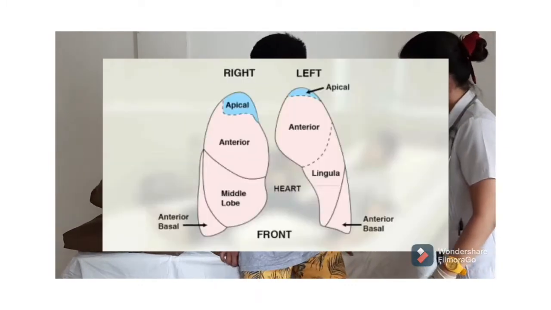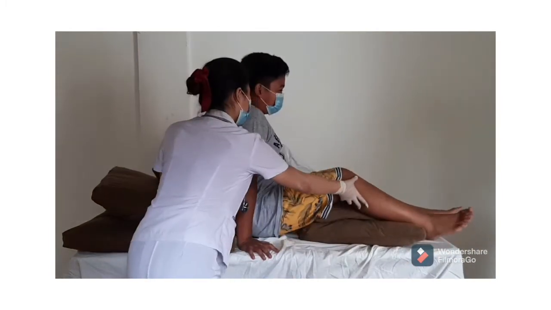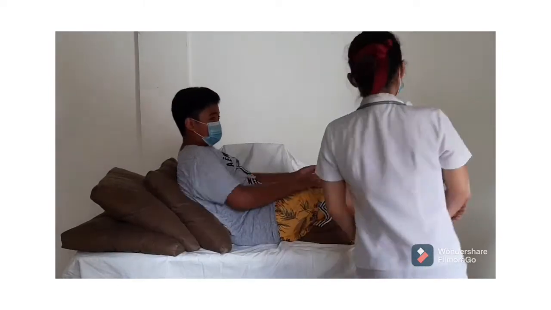So first position is upper anterior segment. It is for secretion in both apical parts of the lungs, or upper lobes of the lungs. The patient must sit up in the bed.